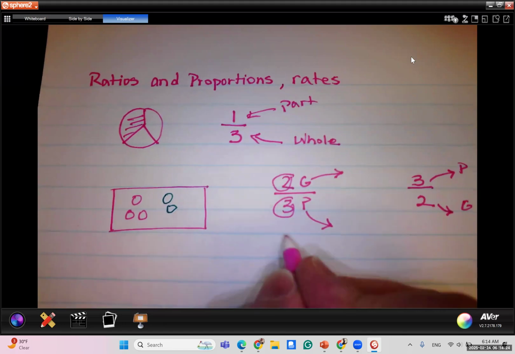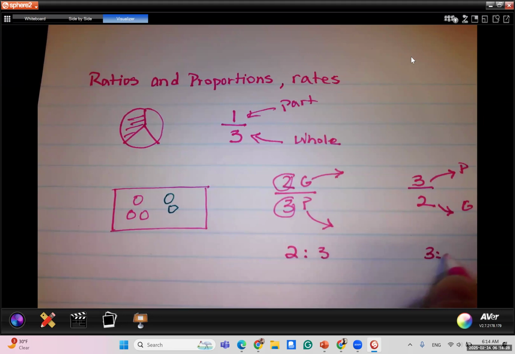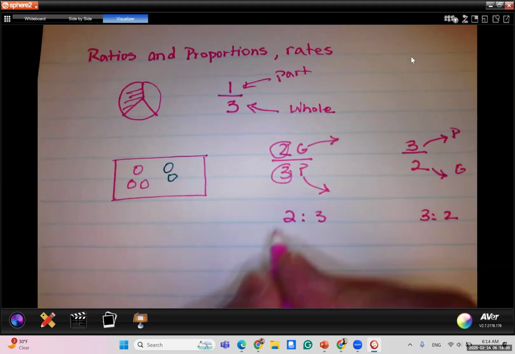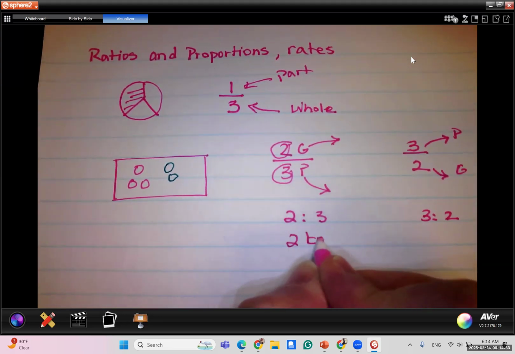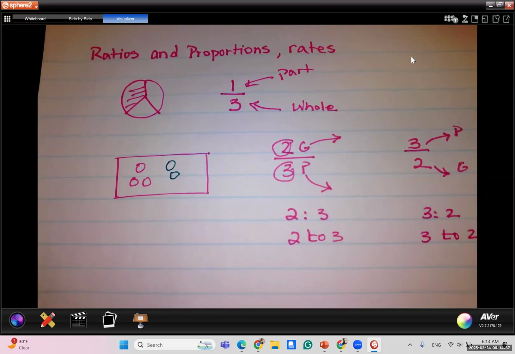However, ratios can also be represented with the 2 dots, 2:3 or 3:2. We can also write the words 2 to 3 and 3 to 2. Those are the three different ways that we can represent ratios. Although they are not fractions, they are simplifiable.